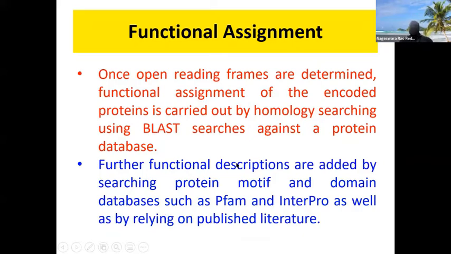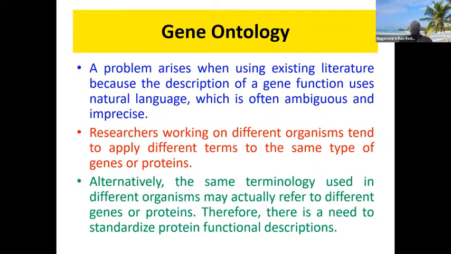Okay, so once we have used this traditional method, what happens if we don't determine the function of the protein using the open reading frame, BLAST, and domain databases? What is the other way? The other way people started assigning function to genes is using gene ontology. Gene ontology is actually a language, like natural language processing.